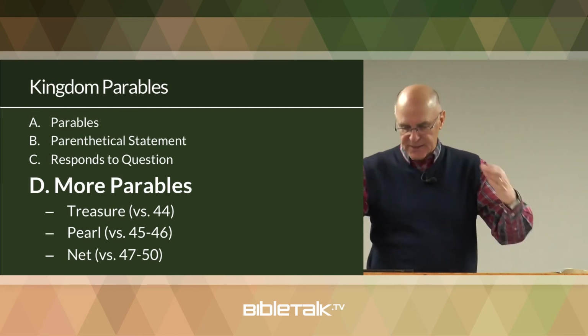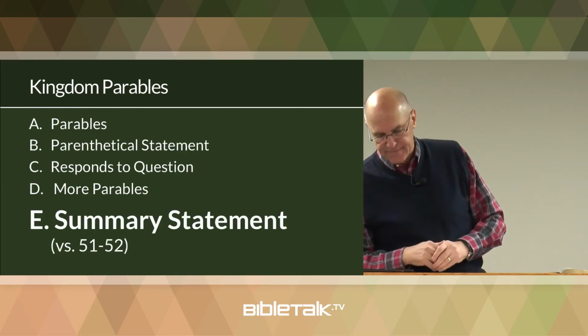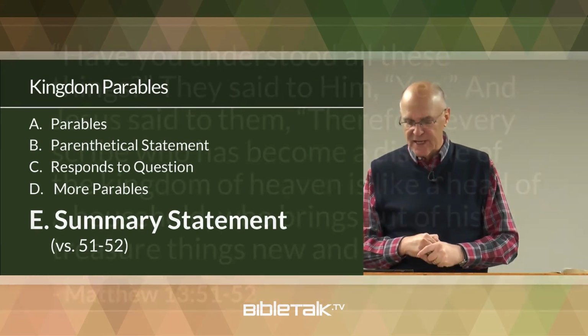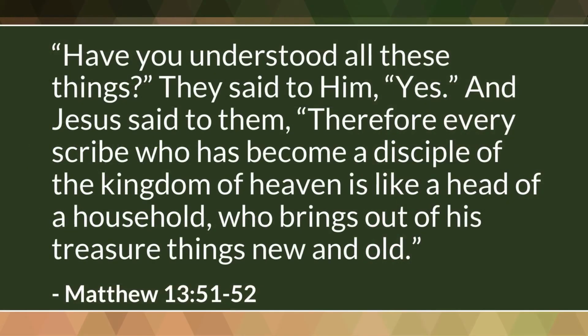And then he makes a summary statement at the end. In verses 51 and 52, he says, have you understood all these things? He's given them all parables. He's explained a couple of them. He's told them why he uses parables. Have you understood all these things? They said to him, yes. And Jesus said to them, therefore, every scribe who has become a disciple of the kingdom of heaven is like a head of a household who brings out of his treasure things new and old.